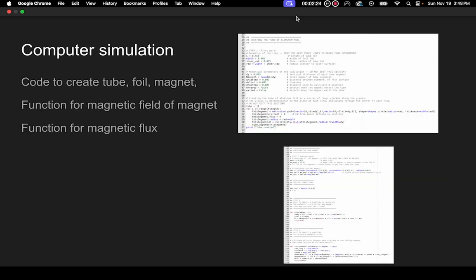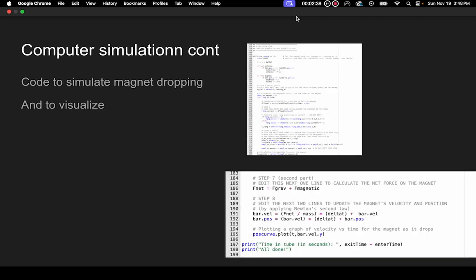For the computer simulation, this is the code I wrote. This is the code to create the tube, the foil, and the magnet, and it's also the function that calculates the magnetic field of the magnet, and the function for the magnetic flux. This is the code to simulate the magnet dropping, which is the while loop. I'm applying those calculations defined before, and this is also to visualize the simulation.